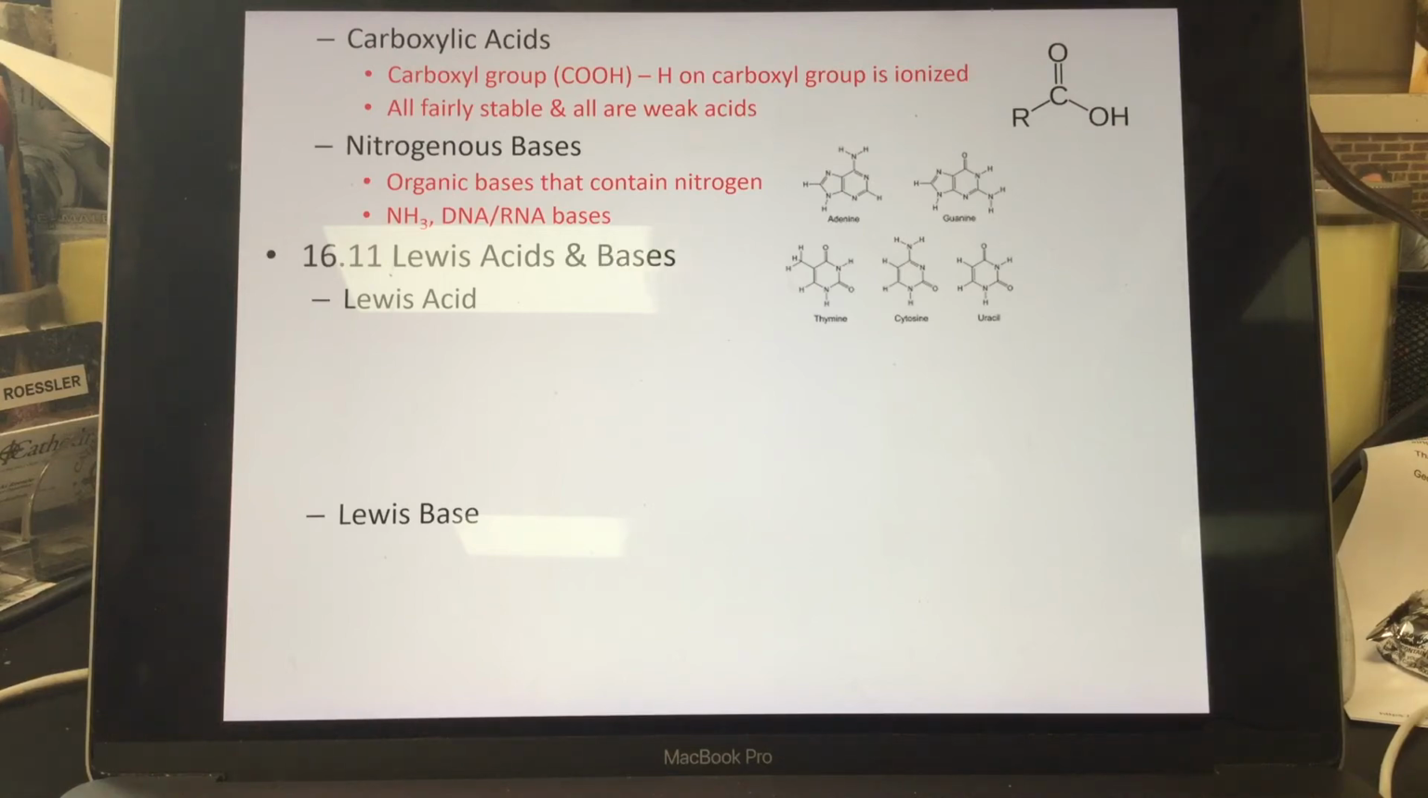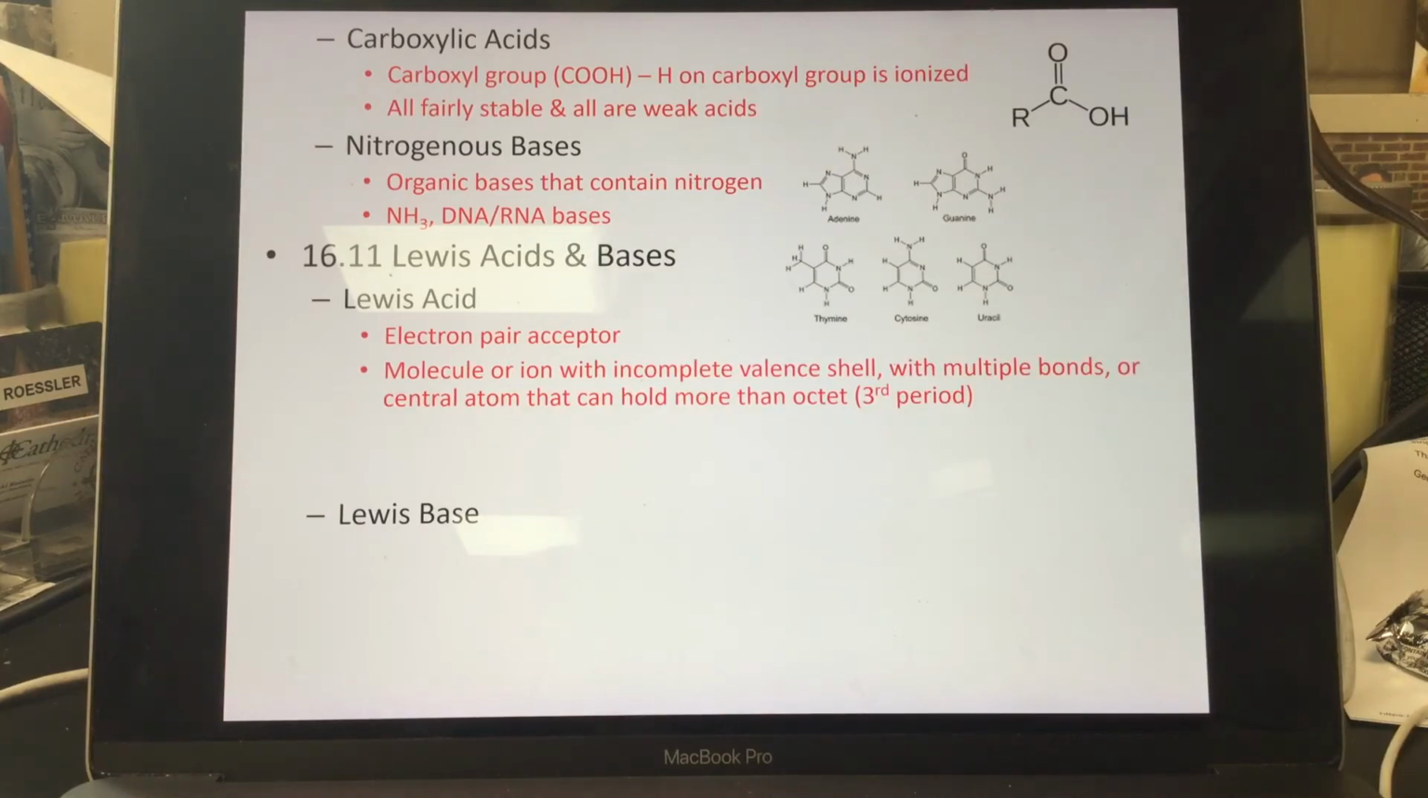Then finally, in section 11, Lewis acids and bases. These are just another way of looking at acid-base behavior, a different way to define what an acid or base is. Lewis acids are electron pair acceptors, which is the complete opposite of a Bronsted-Lowry base. Remember, Bronsted-Lowry acids are proton donors. They donate a proton. Here, a Lewis acid is accepting not a proton, but a pair of electrons.